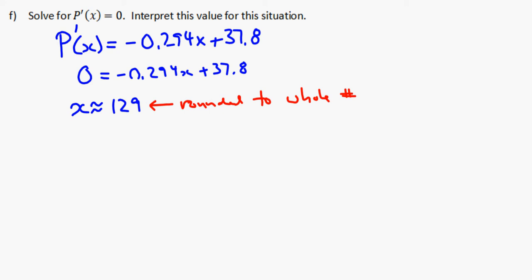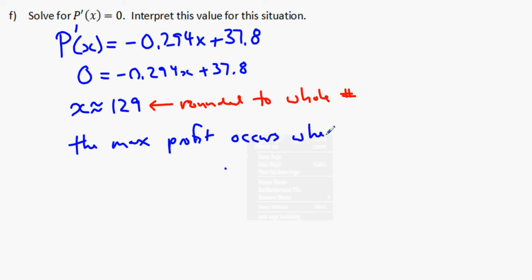What does that mean, Mr. Wells? That means the max profit occurs when 129 CDs are sold. And there we go. Okay.